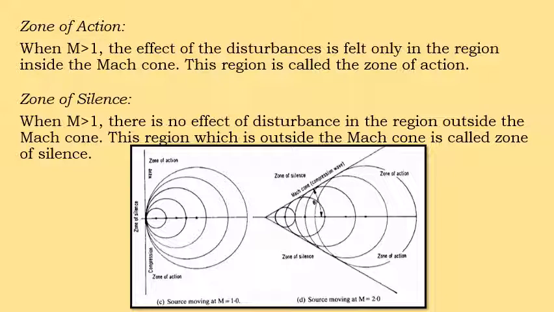So this was the information related to Mach number and the types of fluid flow based on Mach number. Then there are two terms related to the cone section, that is zone of action and zone of silence. End of this lecture number 5.